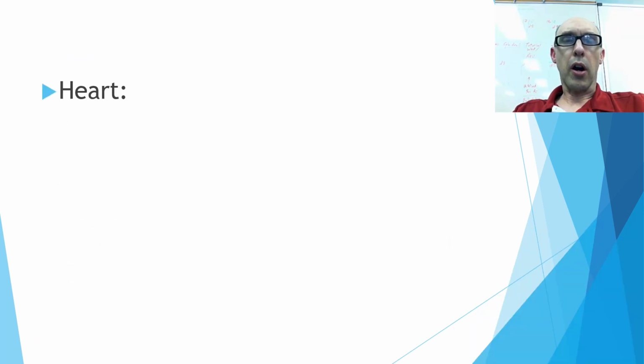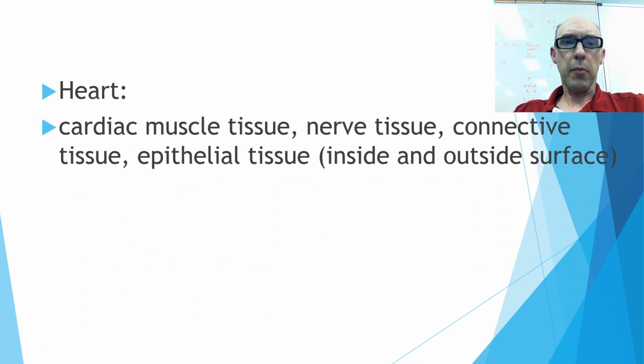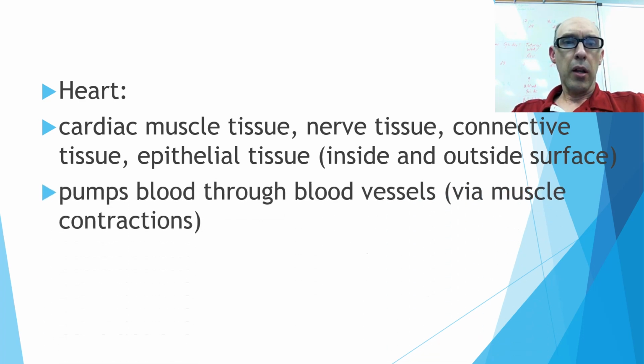Next, we're going to talk about the heart. So the heart is a mixture of all 4 types of tissues. So we've got cardiac muscle tissue, like you'd expect. There's nervous tissue in order to get the timing right. There's epithelial tissues, which line the inside and the outside, and connective tissue, providing all the support for making that heart muscle work fine itself. Now, the purpose is to pump blood through all the blood vessels by muscle contraction. So the heart muscle squeezes and it shoves the blood out of the heart.